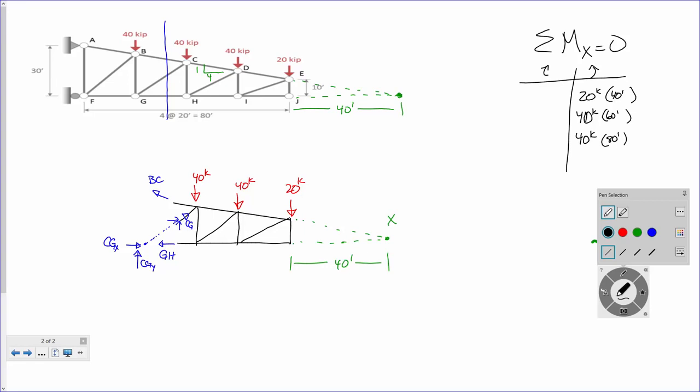All right. Let's make sure we're good on this. For BC, we don't have to worry about that, right? We don't have to worry about GH. Do we have to worry about CGX? No. Okay, all we have is CGY, which is acting in this direction. So obviously, CGY. And what's the distance? 100. All right.